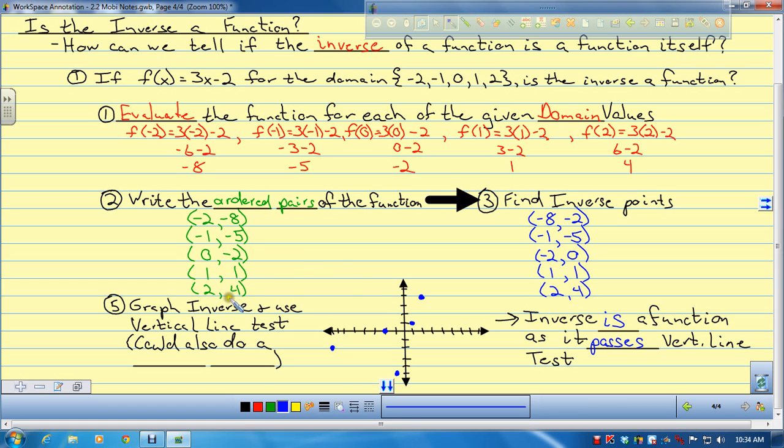Just real quick, another way that you could have done this other than graphing the points and checking the vertical line test, you could have gone back to the mapping diagram that we went over in the first lesson, if you're more comfortable with that.